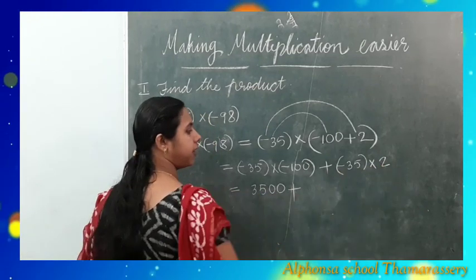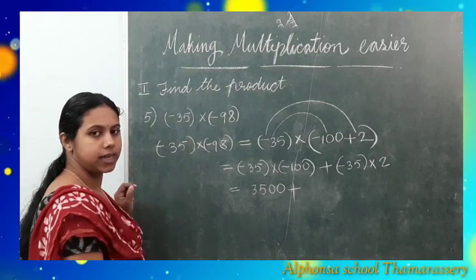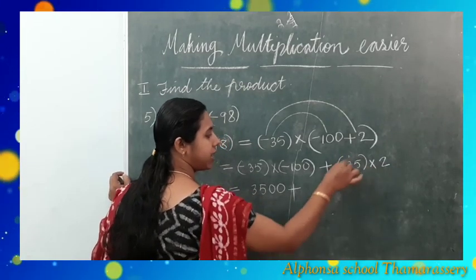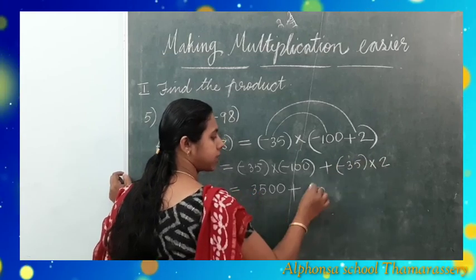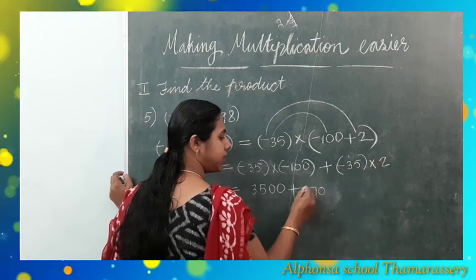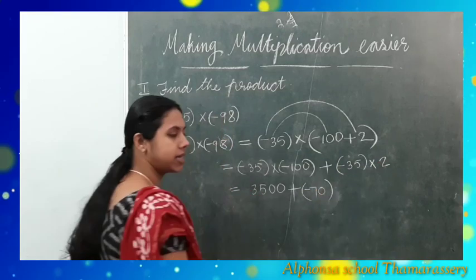Double of 35, that is 70. 5 2s are 10, 1 is carry over. 3 2s are 6, 6 plus 1, 7, so 70. And what is the sign? Negative into positive is negative. So minus 70.